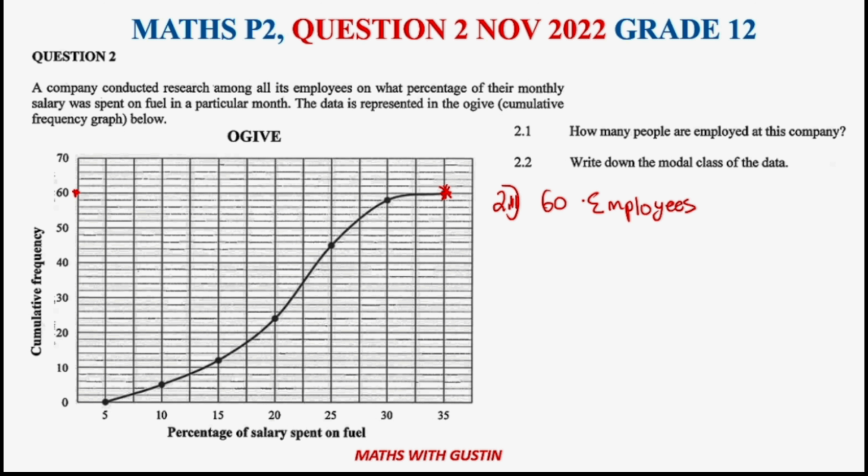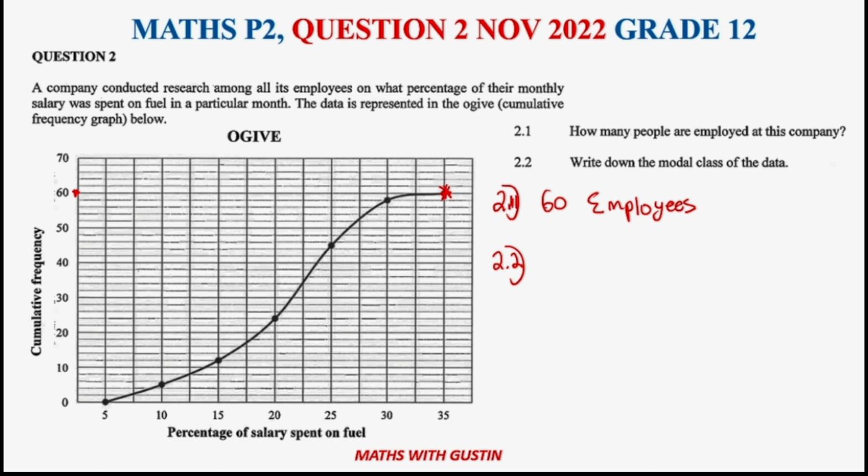All right, here we go. So therefore 2.2, simple, straightforward, guys. I'm just reading it from the graph. It says write down the modal class of the data, the middlemost class of the data. So now, guys, there are many ways to do this, but I'm going to show you the way that I prefer to do it.